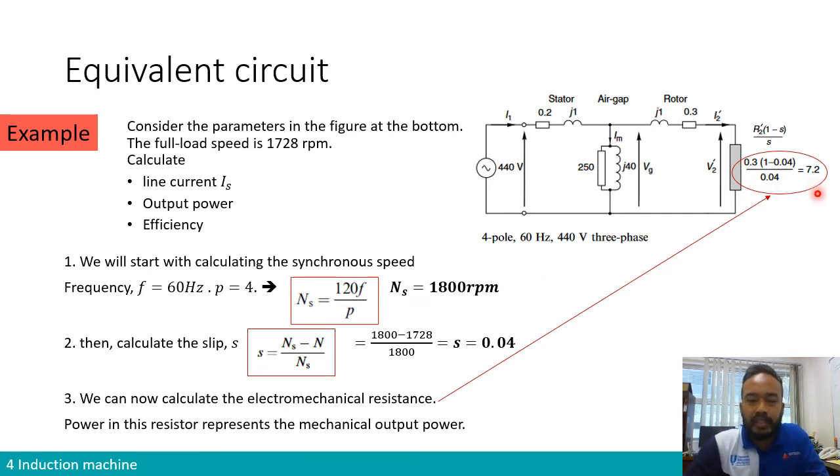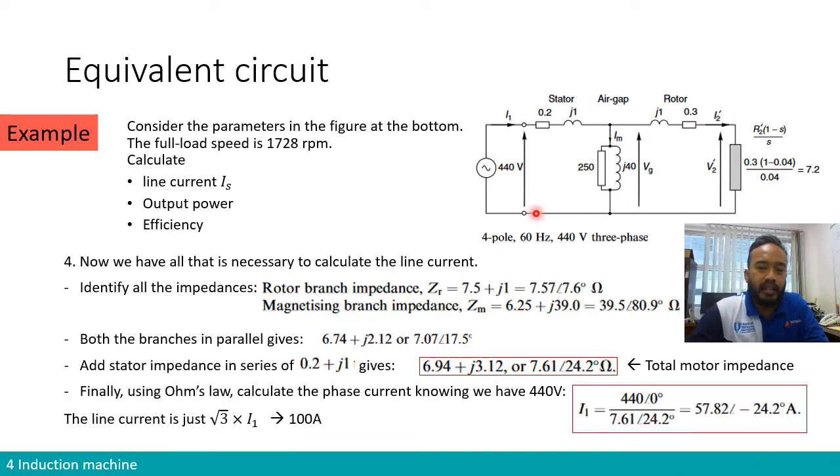So now we have the slip. With the slip, we can calculate the electromechanical resistance. The electromechanical resistance is R'2 multiplied by (1 minus S) divided by S. It is already calculated over here. So the resistance of the electromechanical load is 7.2 ohm. Now we know the resistance, right? This is the resistance that was missing. We know all the values of the parameters.